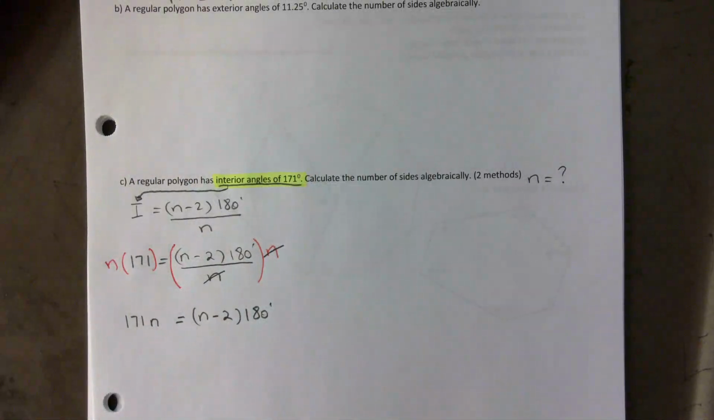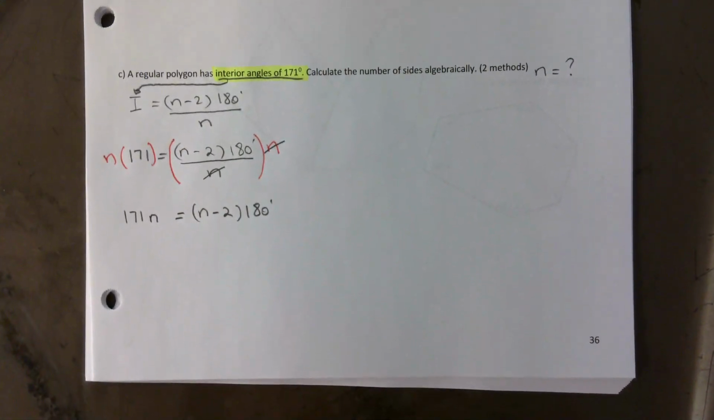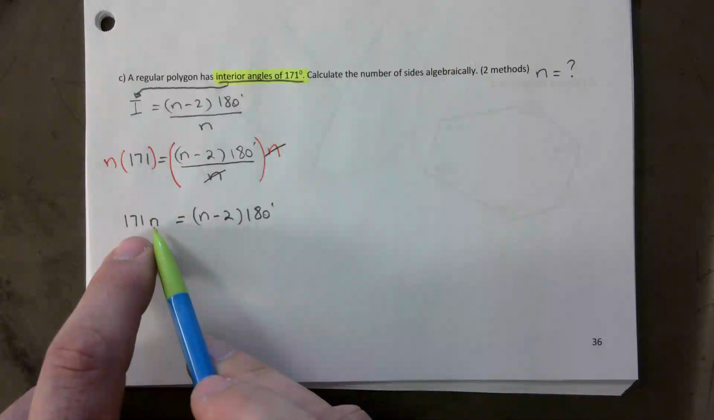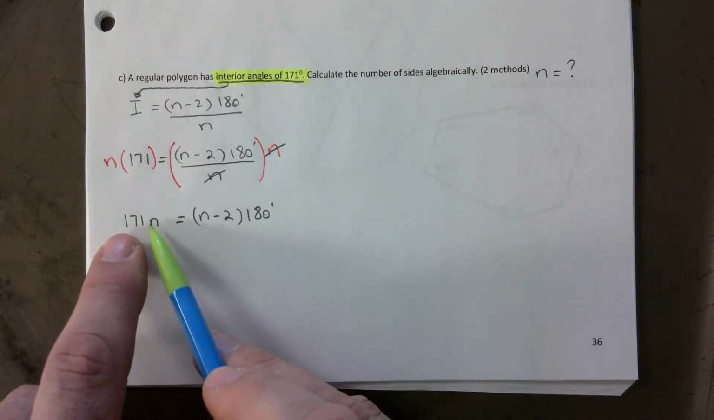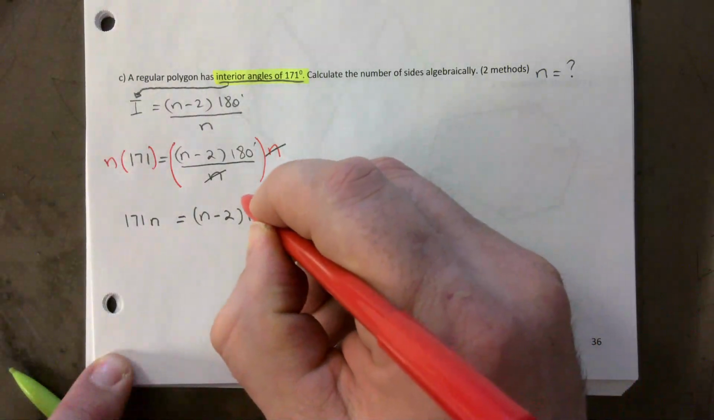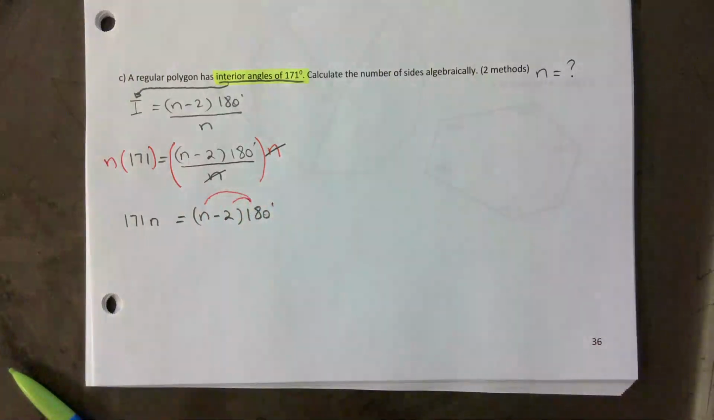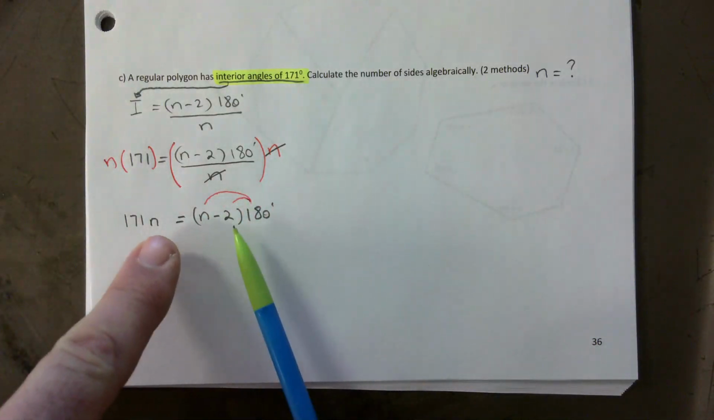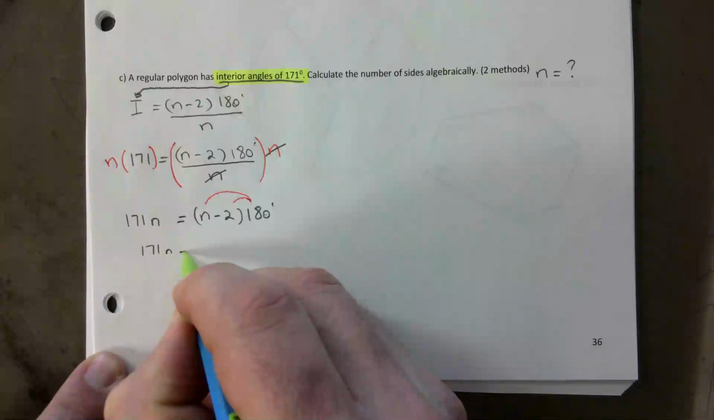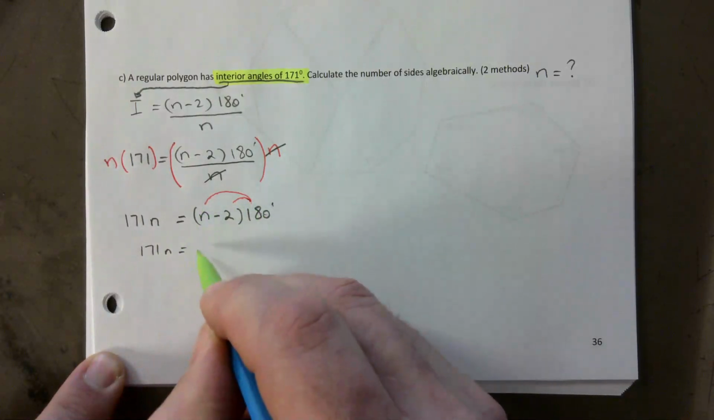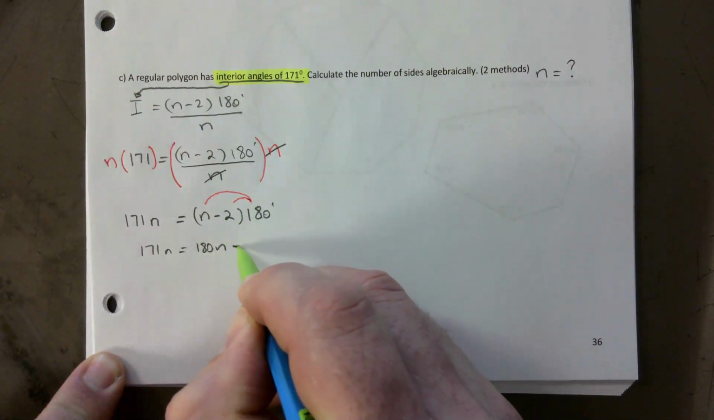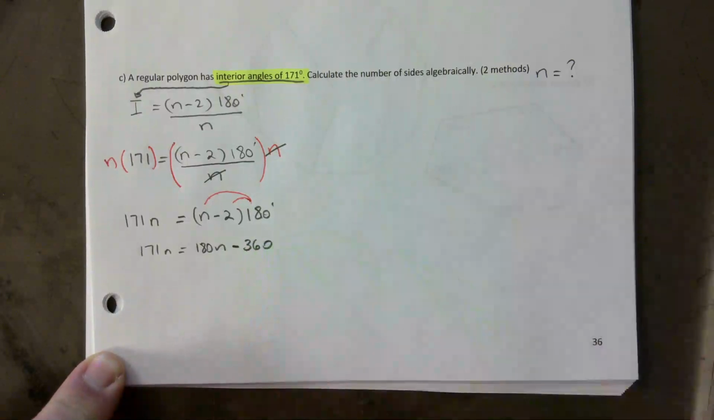And I don't know if you remember from the first question, I would get rid of the 180 earlier, right? That's normally what I would have done. But because there is an n term on this side, it's going to actually make it messy. Okay? So I'm going to distribute this, and I'm going to get an n term here, and then I'm going to combine like terms. So 180 times n is 180n. 180 times negative 2 is negative 360.